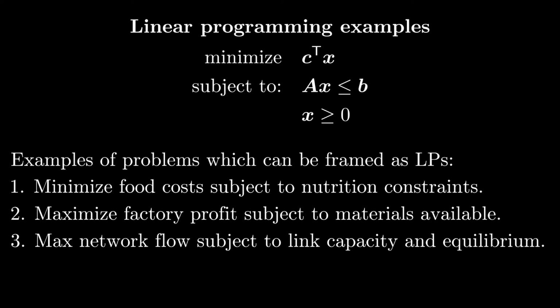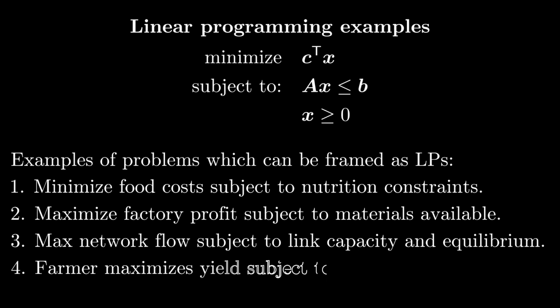Another example is to think about how you might maximize network flow. The X's might be flows over individual links in a network. You might weight them in different ways depending on how important they are, but you want to maximize flow overall. Inequality constraints would represent different capacities. You might use equality constraints to represent the fact that each vertex needs to balance flow in with flow out. Finally, you could imagine setting up a linear program to help a farmer optimize what crops they're going to grow in their fields, subject to constraints in the land and also what, say, fertilizer they have available.